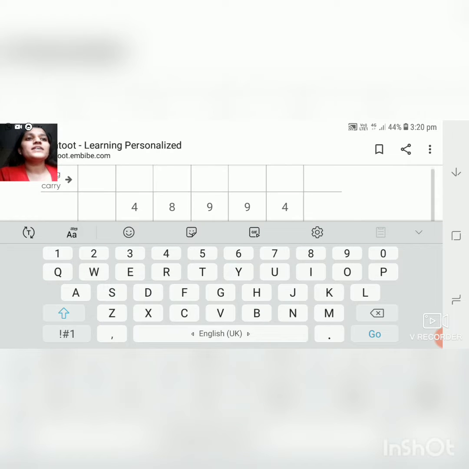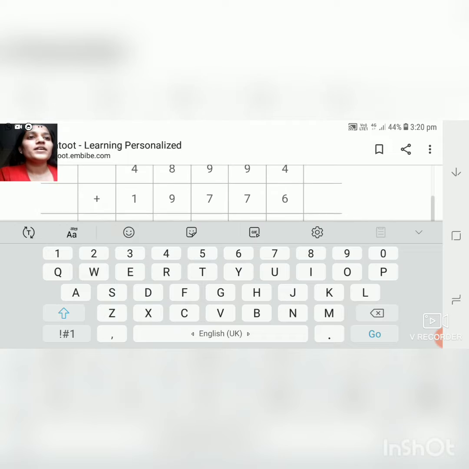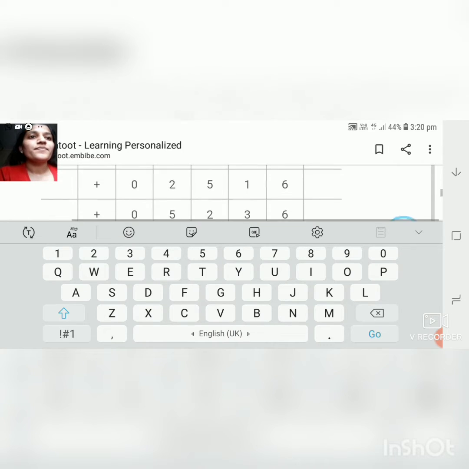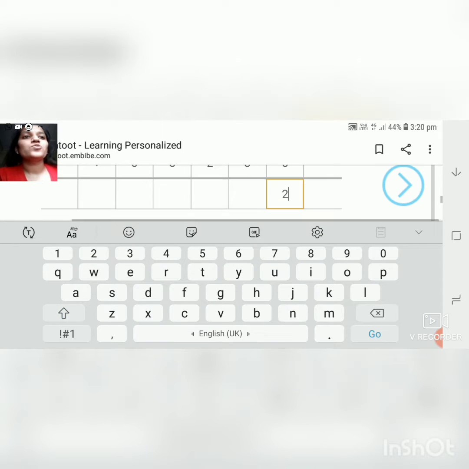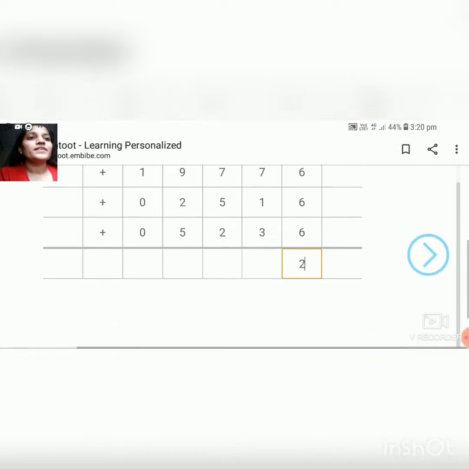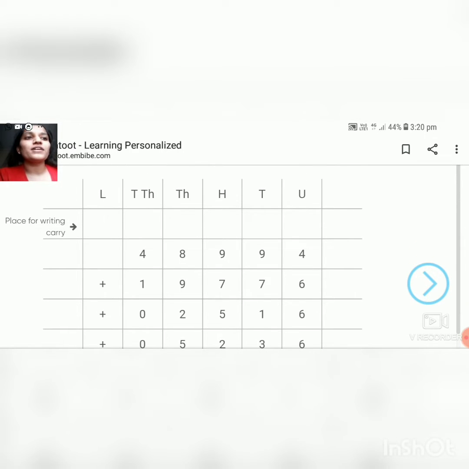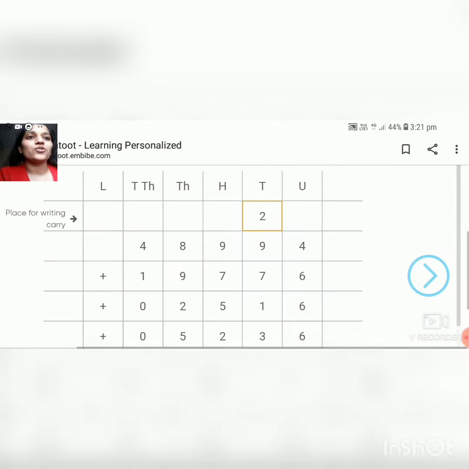So 4 plus 6, we know that 4 plus 6 is equal to 10. Then 10 plus 6 is equal to 16. And 16 plus 6 is equal to 22. So we are going to write 2 here, and here we can see there is a place for writing the carry. So we write 2 as carryover.